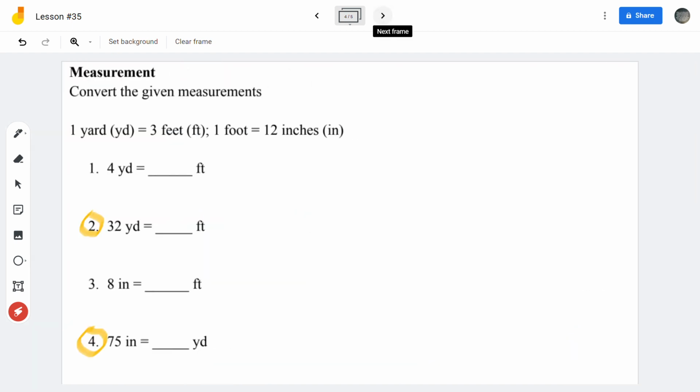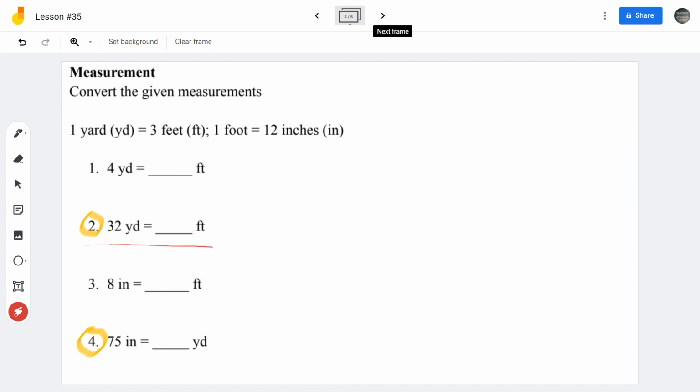So the third thing we're going to go over is measurement. We're going to be converting the given measurements, and the given measurements here is 1 yard equals 3 feet, and we have 1 foot equals 12 inches. The way I like to convert given measurements is by doing cross multiply, which I will show you right now. So we're going to go over number 2 and number 4.